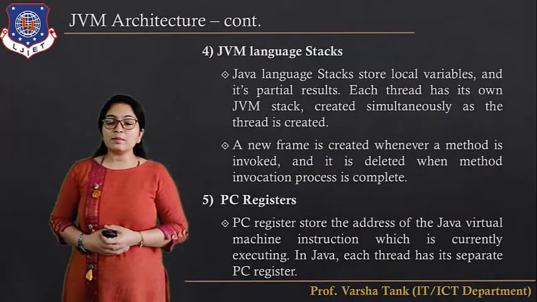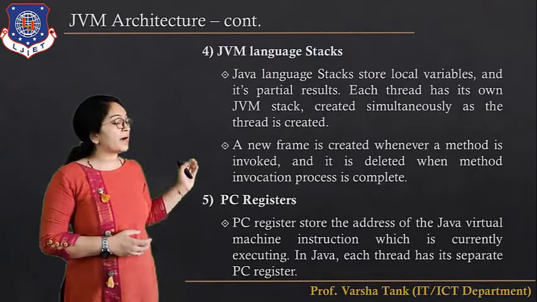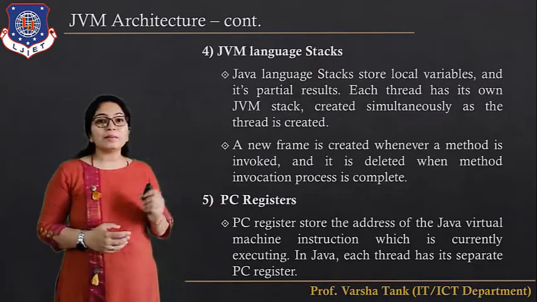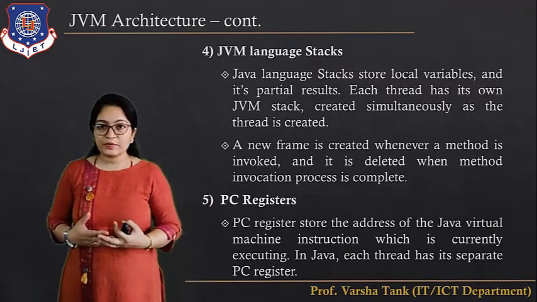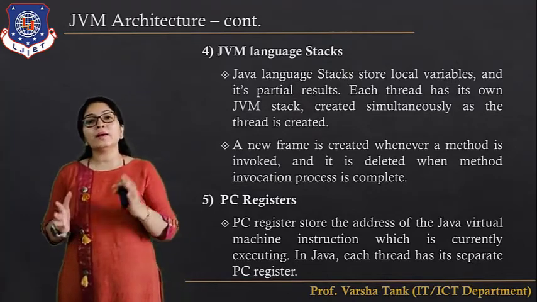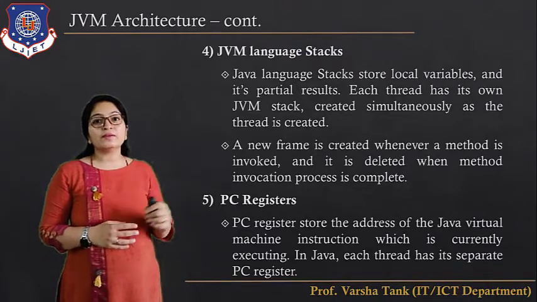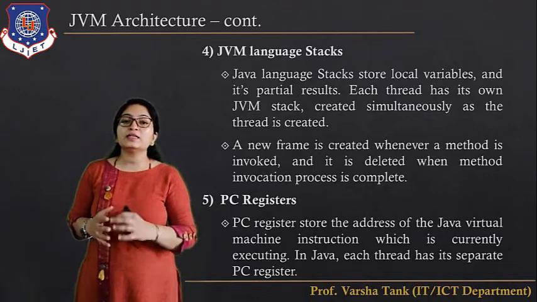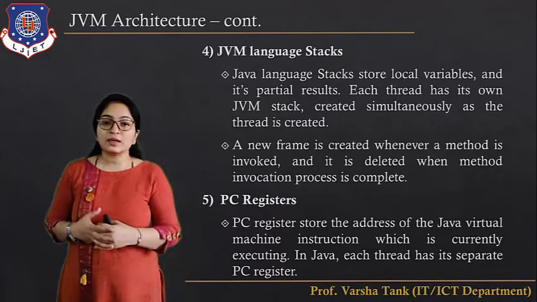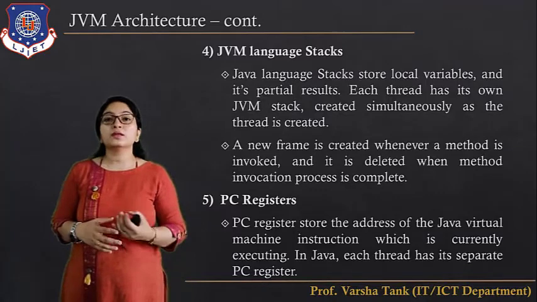Now next one is the JVM language stacks. The Java language stack stores the local variables and its partial results. Each thread has its own JVM stack, created simultaneously as the thread is created. A new frame is created whenever a method is invoked, and it is deleted when the method invocation is complete. So whenever an invocation happens, one frame is created, and when the invocation is complete, that frame is destroyed.